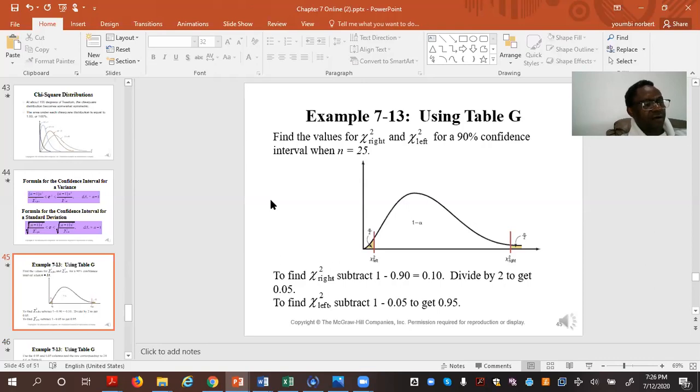Do you see alpha on the table? You see that alpha. On the right of alpha, you can identify 0.05. Just below alpha, you will see 0.01, 0.05. Do you see that? So n is 25, so degree of freedom is 24. You go below that 0.05 to find the number corresponding to chi-square right.